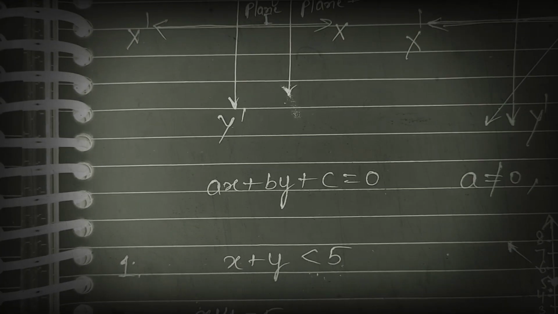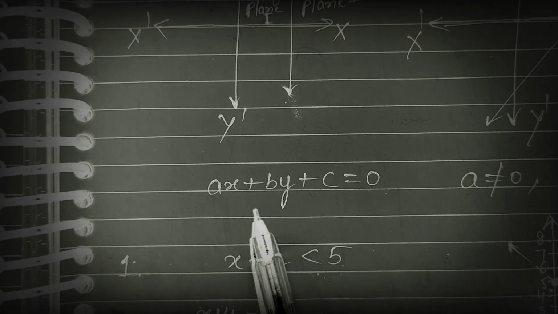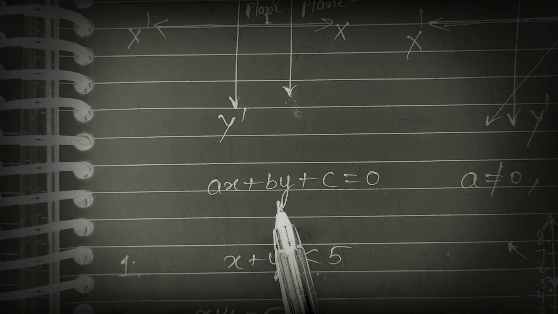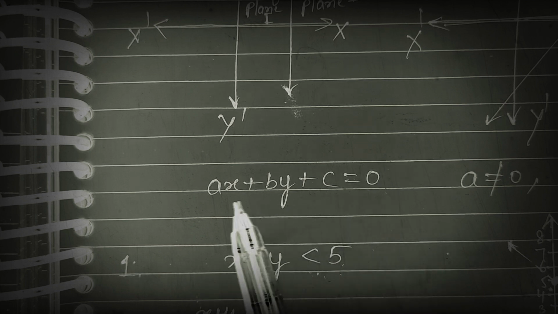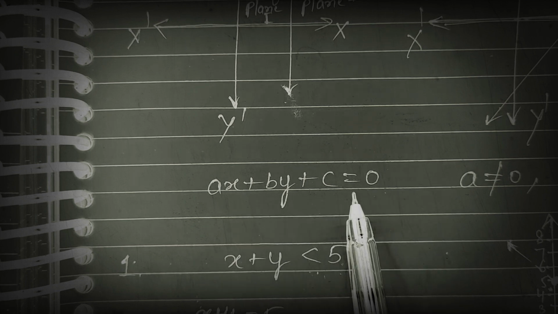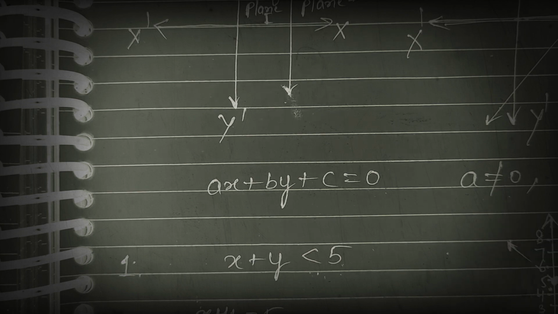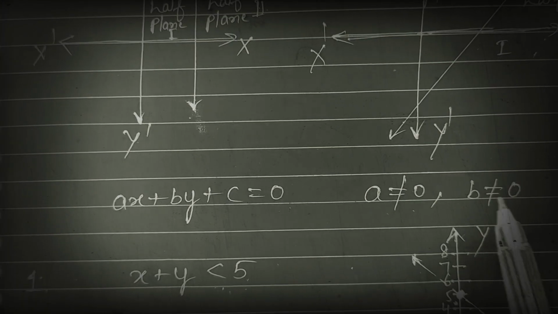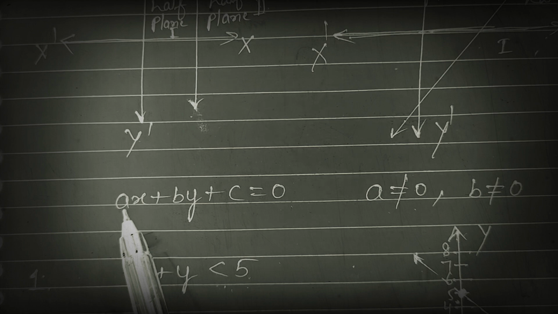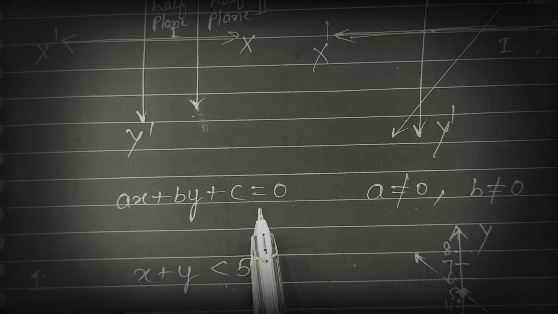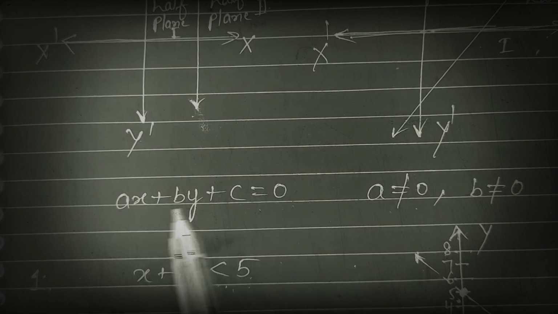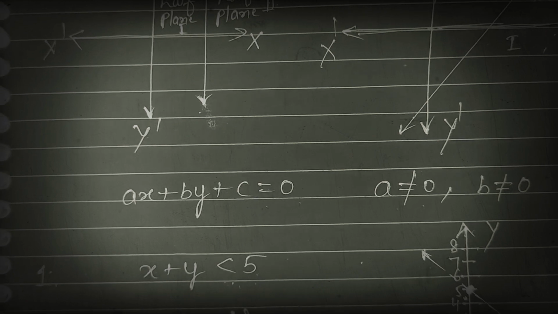So suppose the standard equation of a line is ax plus by plus c is equal to 0. This is the standard equation of a line where a should not be equal to 0 and b also should not be equal to 0. Because if a is 0, then this equation is in one variable form. If b is 0, then this is also in one variable form.